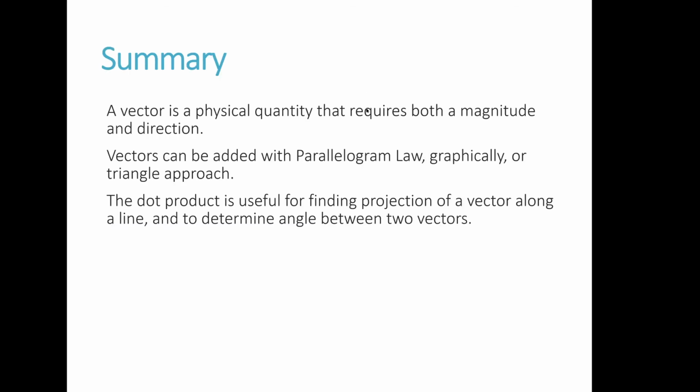Okay, so that's about it. That's it for chapter 2. And the last one was the dot product, which is using it to find a projection of one vector along another line, or determine the angle between those two vectors.